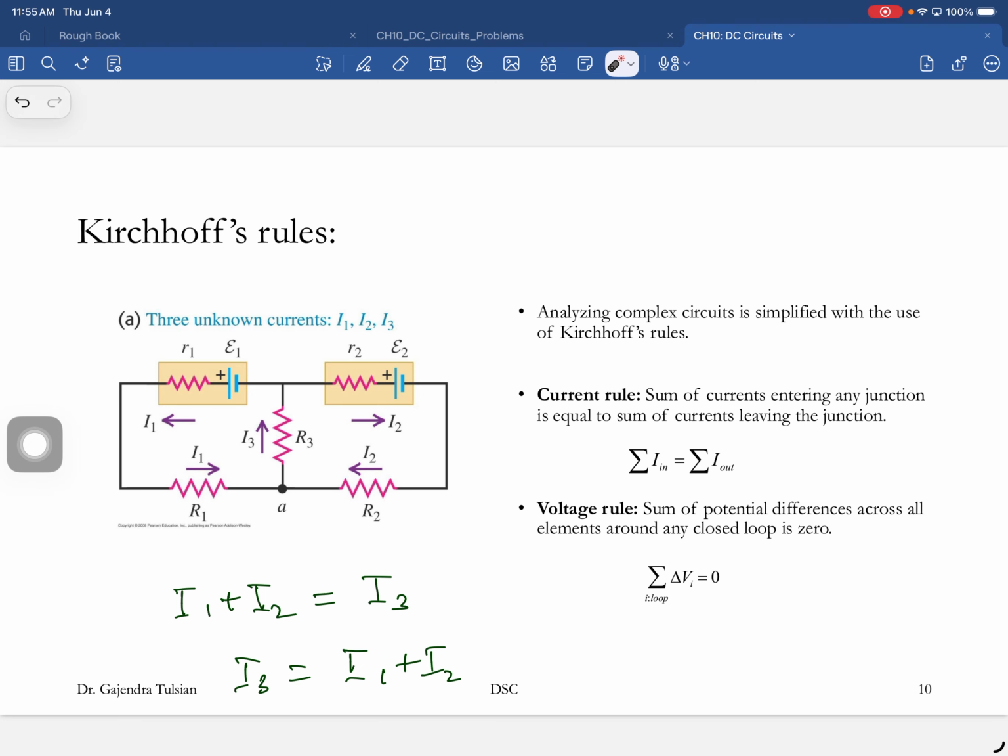So you only want to apply the junction rule to one end of the arm. The other end will give you the same equation.